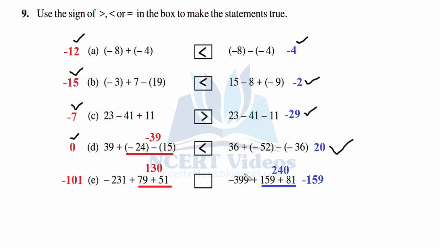Now clearly minus 101 is nearer to 0. Therefore minus 101 is greater than minus 159, and we have to open the brackets towards the greater number. So therefore we open it towards this side and we read it as minus 101 is greater than minus 159. That was your question number 9.